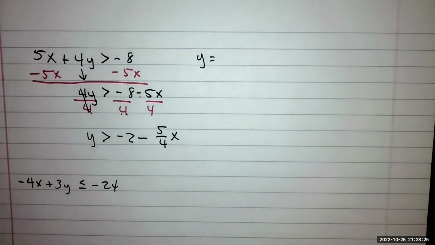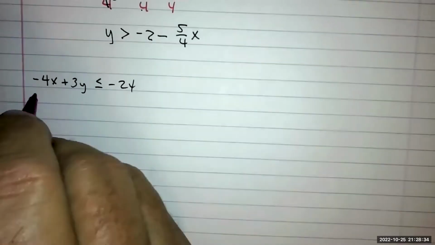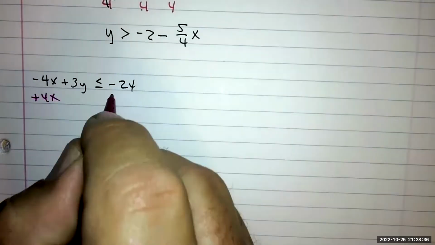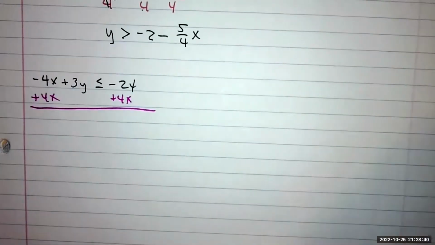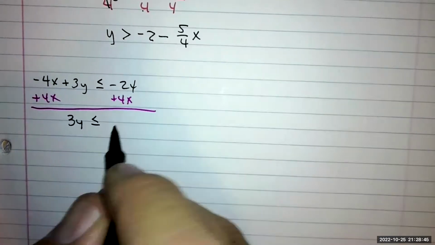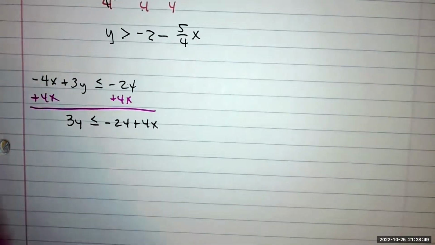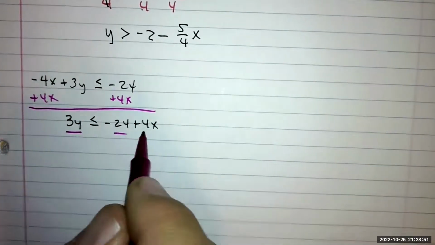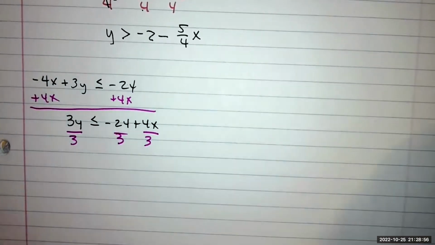All right, so here's my problem down here. So I'll move it up some. Remember, I want to move x over first. So I'm going to add 4x to both sides. And then this will be 3y is less than or equal to -24 plus 4x. Divide both sides by 3. It's not flipping anything because it's not negative.